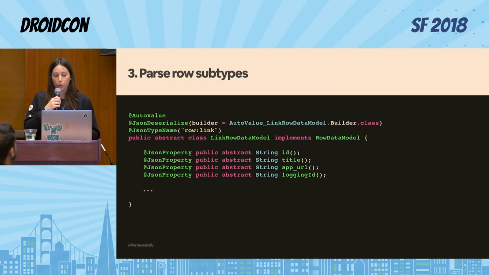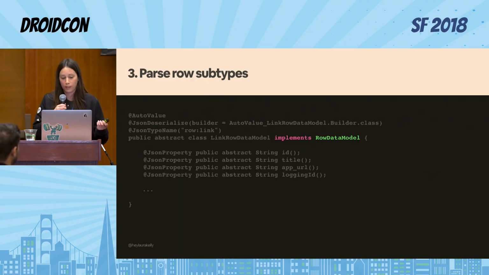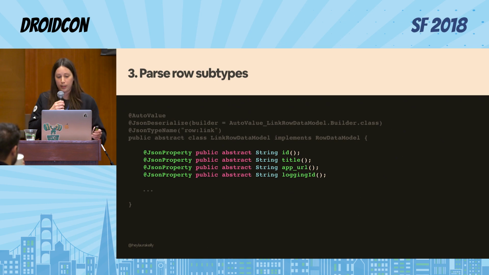If you look at that actual link row data model class, a couple important things are here. First of all, it's implementing that base row data class. So it implements the interface we talked about. And it's got some properties here. The ID is a part of that implementation of the interface, and then the things like title and app URL are specific to this subtype.